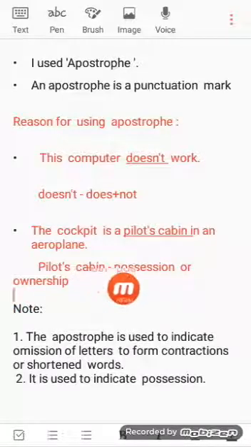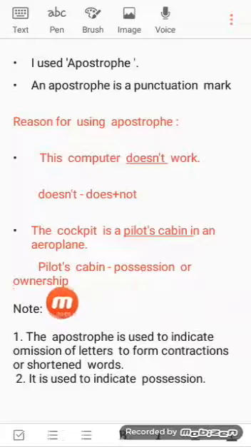So apostrophe has two major roles. For two different reasons we use apostrophe. In the first sentence we used it to form a contraction, and in the second sentence we used it to show possession or ownership. Get it now?